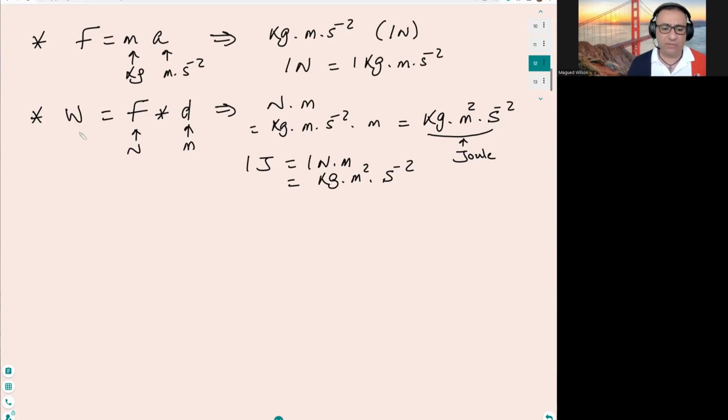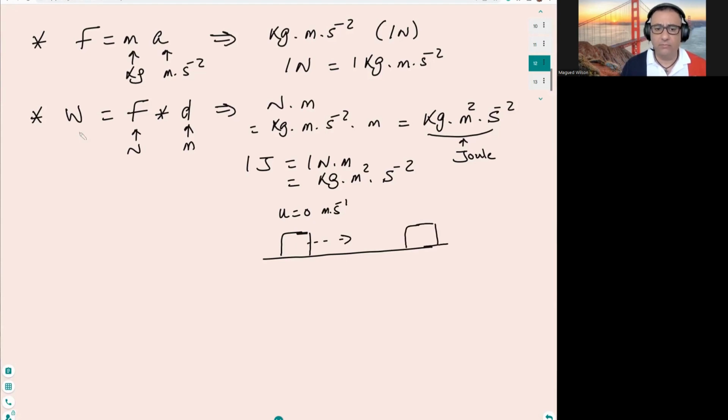Let me give you a quick example to understand what I'm talking about. We have an object initially at rest. When I say at rest, what does it mean? It means the initial velocity is 0 meters per second. Now, let's say we give a push to this object, and it moves with a certain velocity, reaching a final velocity of, let's say, 5 meters per second. The force here is, let's say, 2 newtons. And the distance traveled from the initial position to this position is 10 meters.